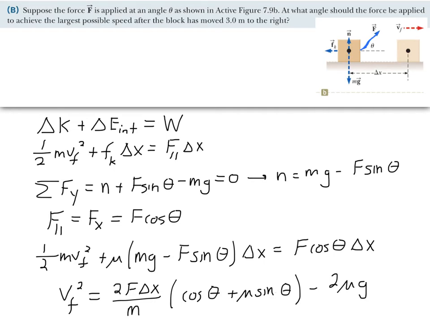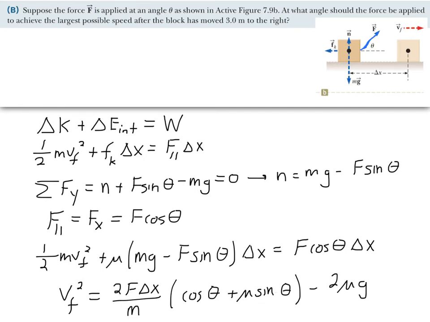A few things about this: it is Vf squared in terms of the angle. That's good because we want to find the angle which gives us the maximum Vf. And we have this exact same expression which we have nearly every time we do anything with friction and angles, which is cosine theta plus mu sine theta. So the book goes on, and actually what the book does, it differentiates the kinetic energy with respect to theta because it knows that if you maximize the kinetic energy, that's also maximizing Vf squared.